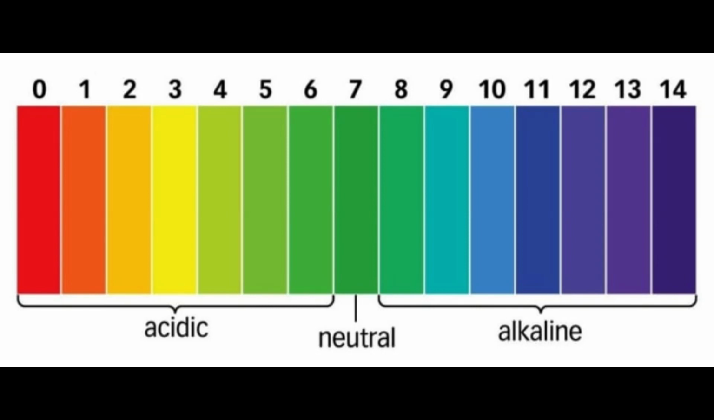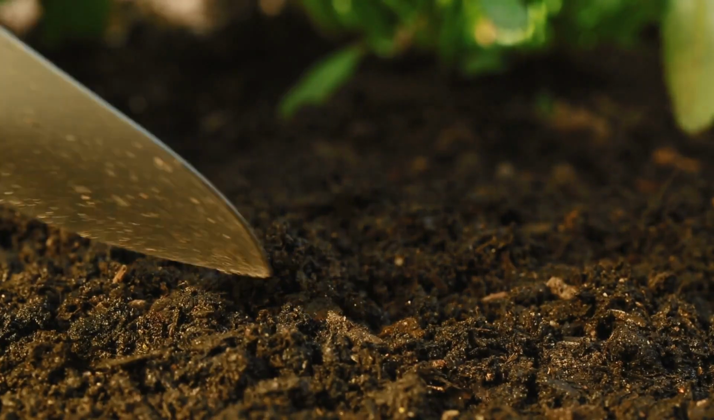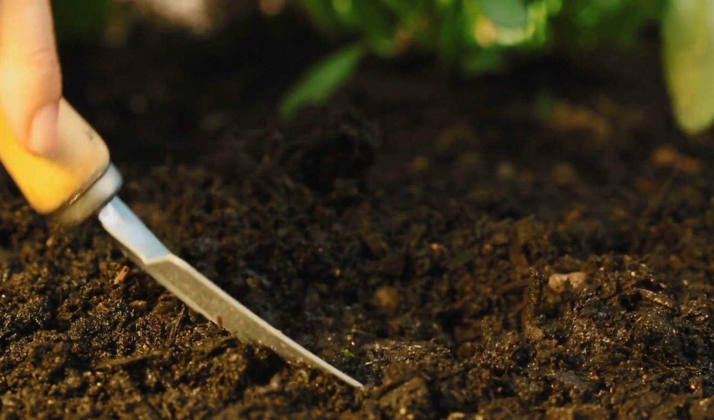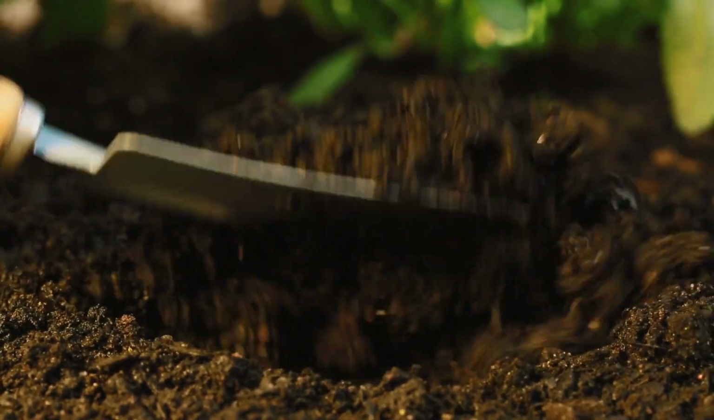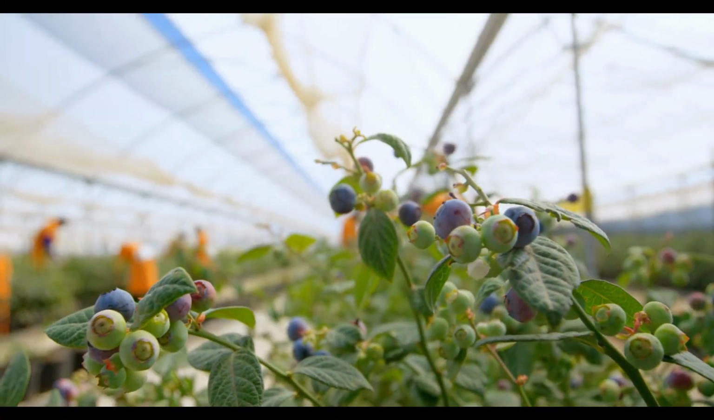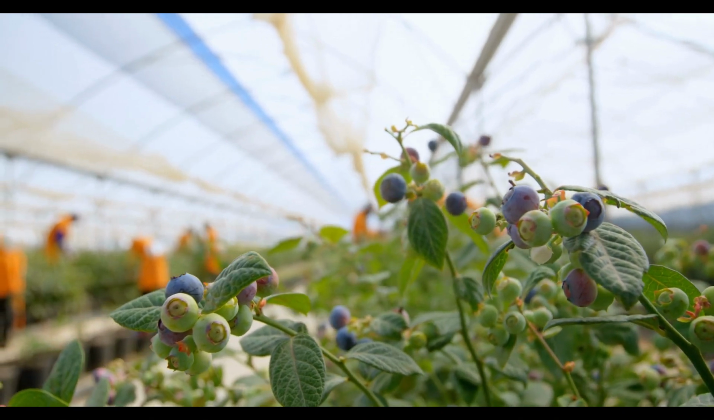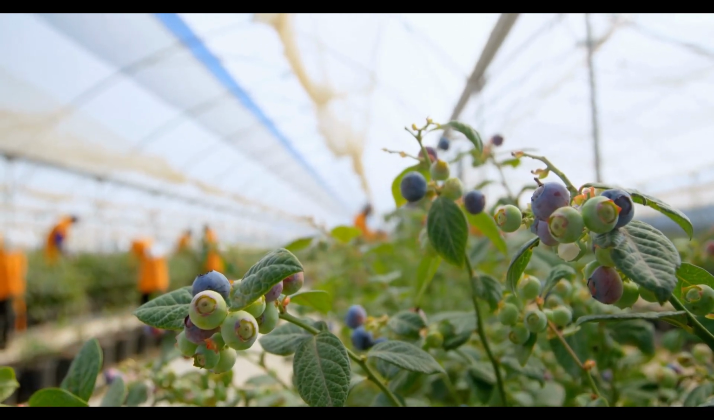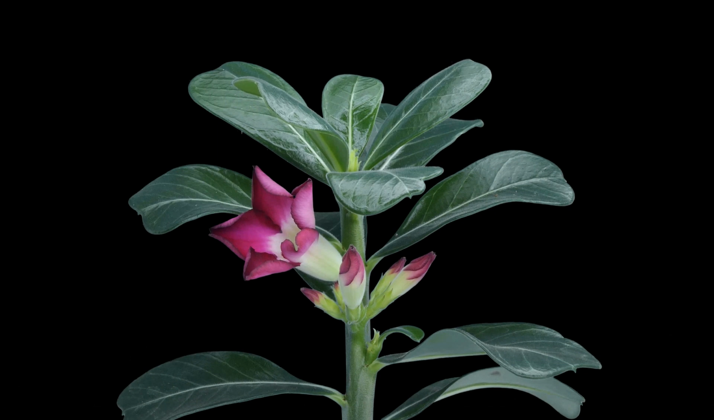Different plants have specific preferences for soil pH levels, and understanding these preferences is crucial for successful gardening or farming. Here's a breakdown of plant preferences for different pH ranges. 1. Acidic soil, pH below 7. Plants that prefer acidic soil include blueberries. These acid-loving plants thrive in a pH range of 4.0 to 5.0.